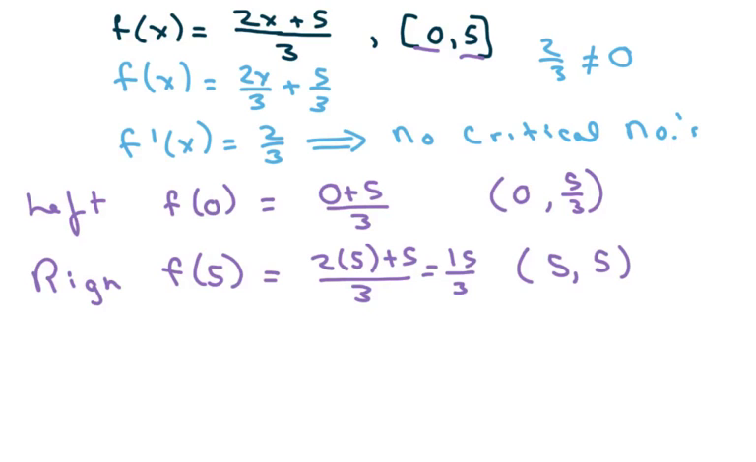So at 5, we're at 5. In this case, this number is smaller than this number. So this is your minimum, and this would be your maximum at the endpoints.